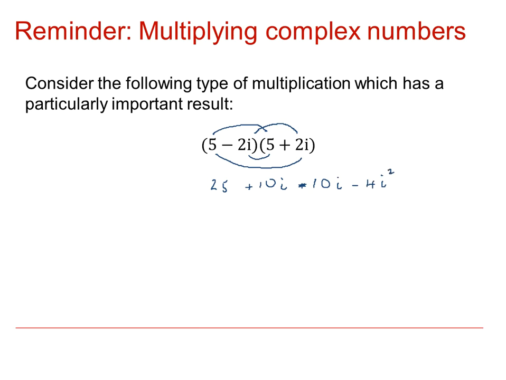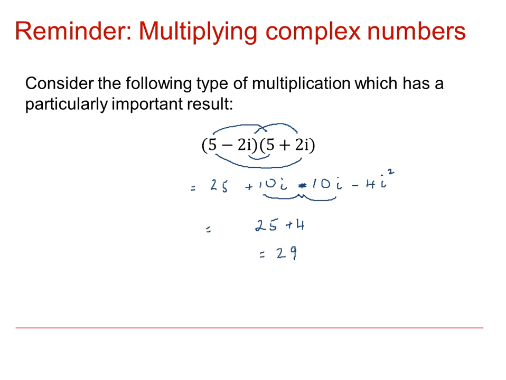Now you'll see that what happens here is, because we've got plus and minus of the 10i, this part of the calculation, the imaginary part, becomes 0. The other two parts, the 25 and the minus 4i squared, because i squared is negative 1, that's 25 plus 4. So we end up with a total of 25 plus 4, which is equal to 29.